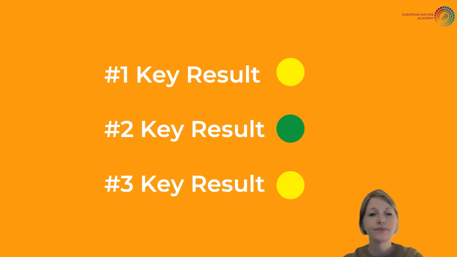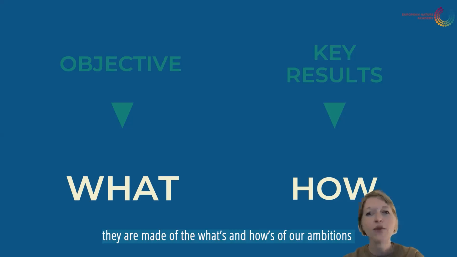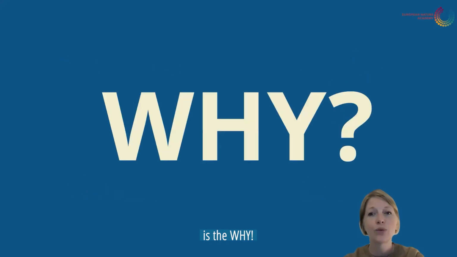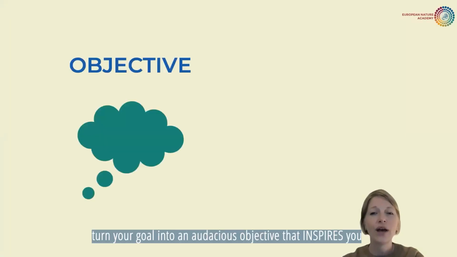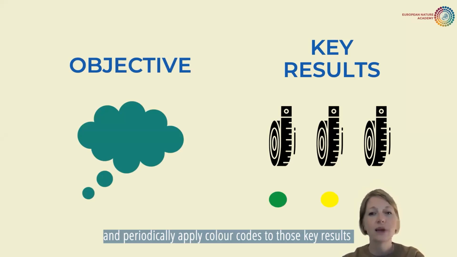It is clear that the objectives and key results are important. They are made of the what's and the how's of our ambitions, but what really matters is the why. That's why we do our work. So if you want to achieve something significant, something that matters, turn your goal into an audacious objective that inspires you. Then find a mix of 2 to 5 quality and quantity key results that you can measure, and periodically apply color codes to those key results to continually be challenged and hold yourself accountable.